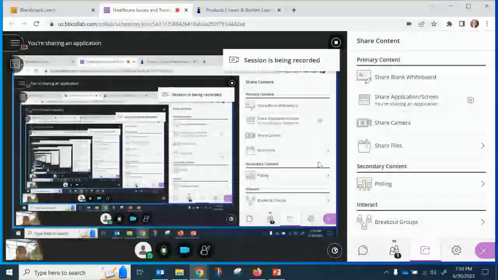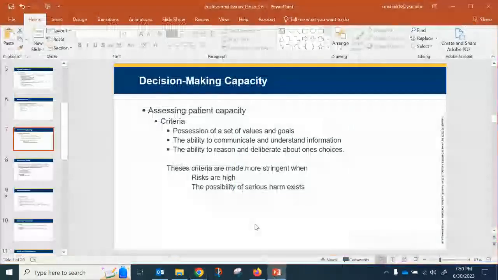Hi, everyone. Welcome back to part 2 of ethics. And we'll continue on here with decision-making capacity, assessing a patient's capacity for decision-making.